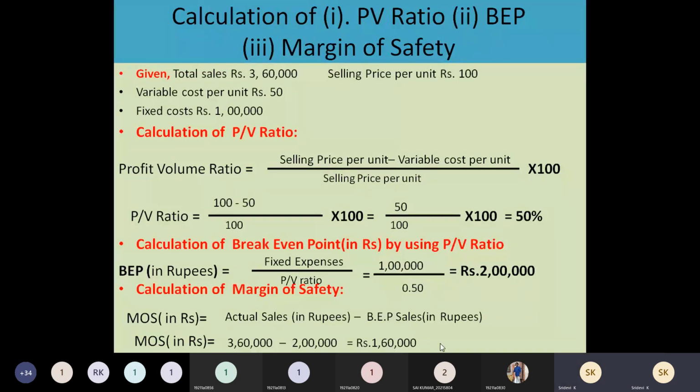Okay, is that clear how to calculate the PV ratio, BEP and margin of safety? Up to here, I think everyone is clear, because we have done this in the previous problems, no? Previously we have done that.